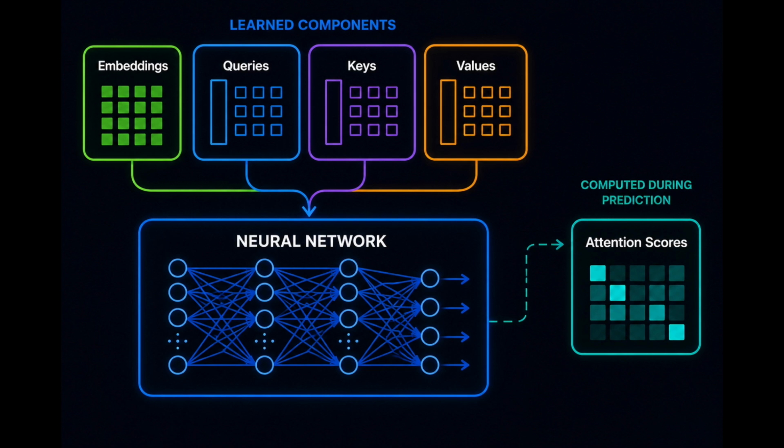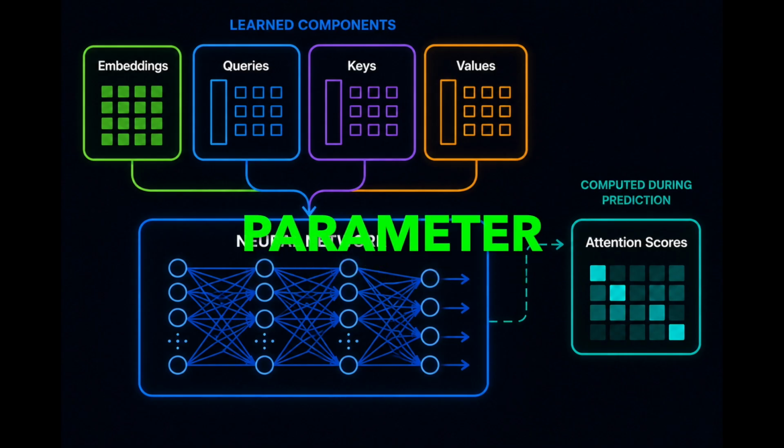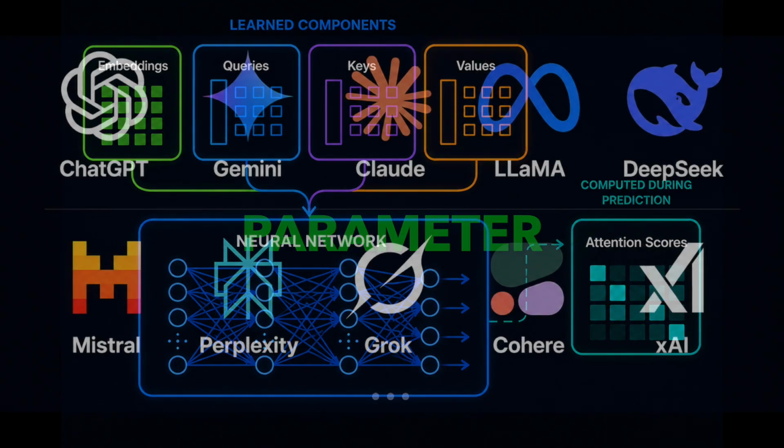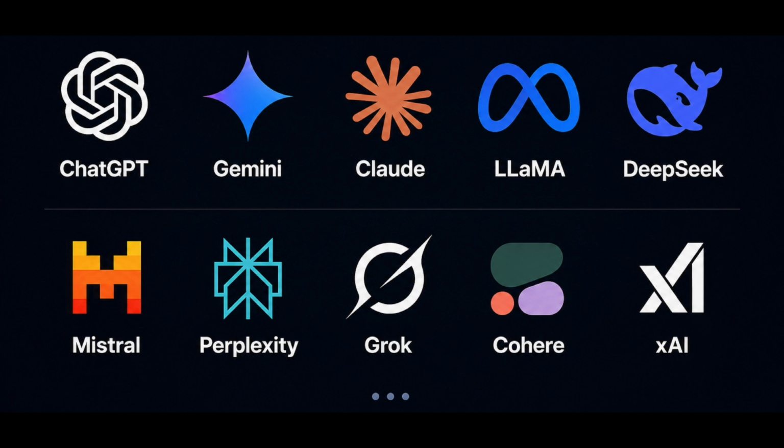By now, you've encountered a lot of AI terminology: embeddings, queries, keys, values, attention scores. These aren't separate systems. They are all part of the same neural network. Some of these components are learned, others are calculated on the fly, but underneath it all are enormous collections of learned numbers. Each learned number inside the neural network is called a parameter. Modern frontier AI systems use hundreds of billions of parameters. Every one of them consumes memory and computing power.